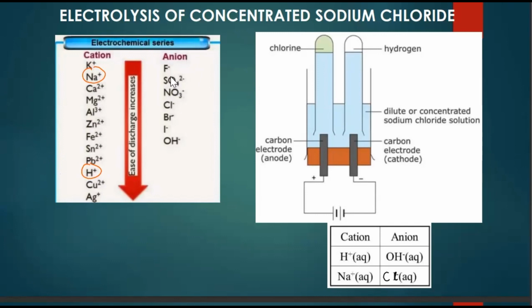And when we were dealing with the anions, we had two anions there: the chloride anion and the hydroxide anion. Out of these two, again, the one which is lower in position was preferentially discharged because the lower one can lose electrons easily. That was the case of the dilute solutions. We were only considering their positions in the electrochemical series for cations and for anions.